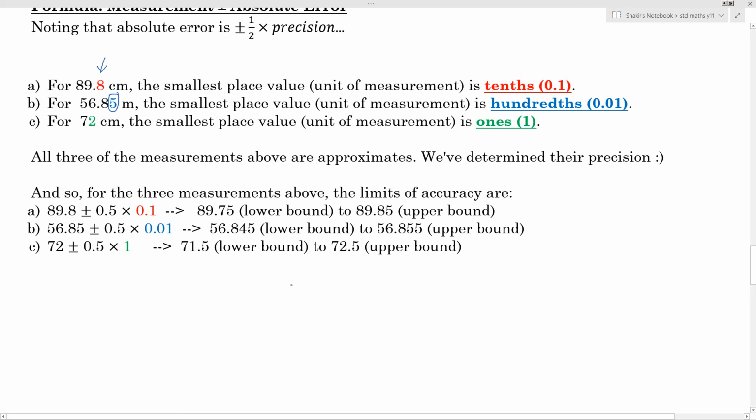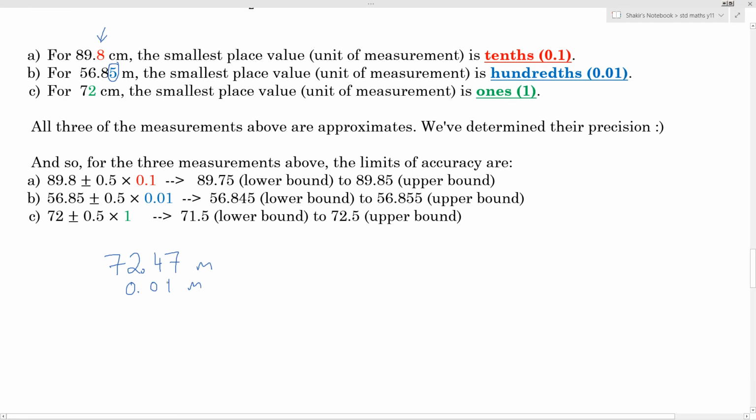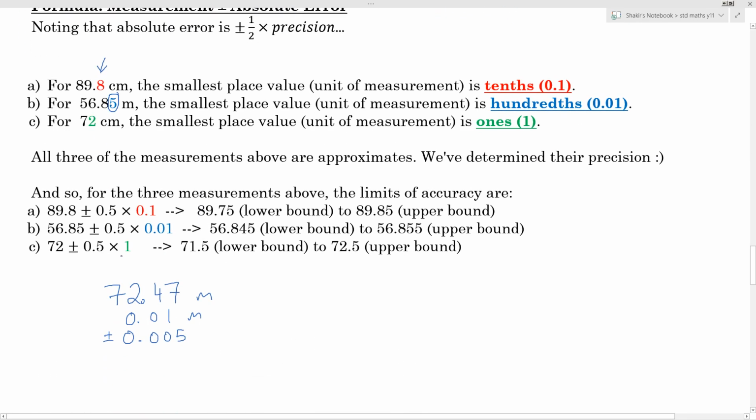So let's do something which isn't already written there. For example, if it was 72.47, I don't know, meters, then the first thing we have to do is find the precision of this measurement. The precision of this measurement is going to be 0.01 meter. Now we halve this, and that's going to be 0.005 plus or minus.